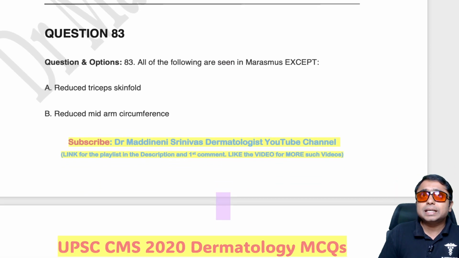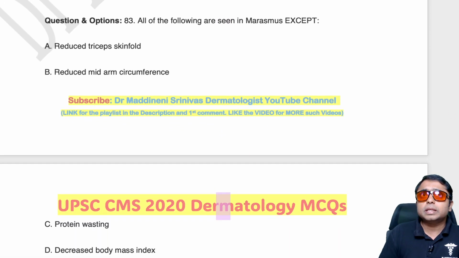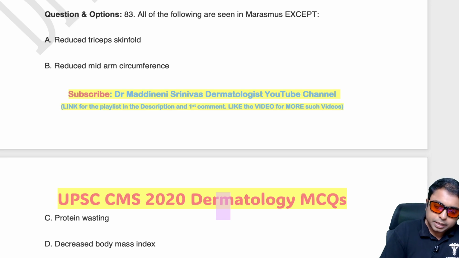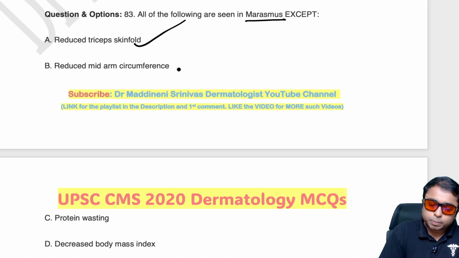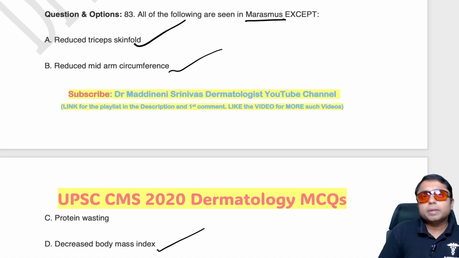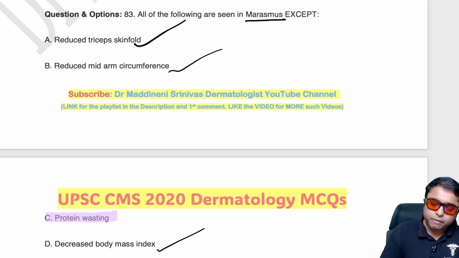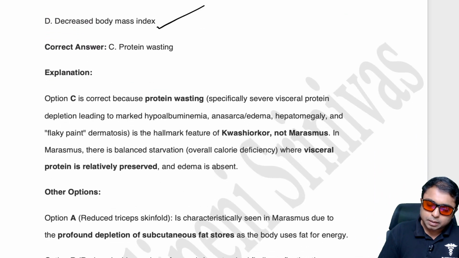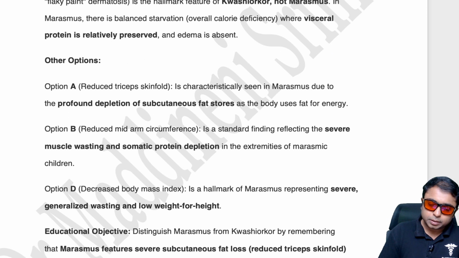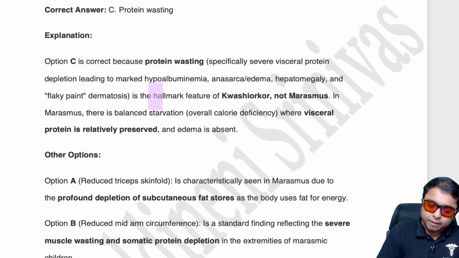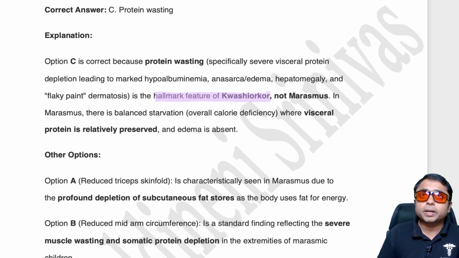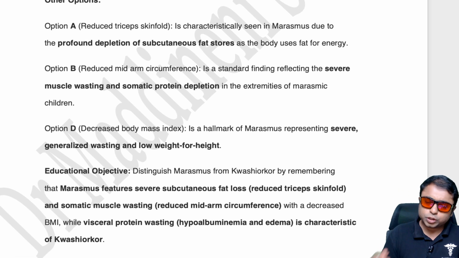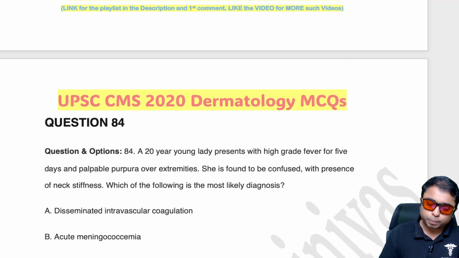All the following are seen in marasmus except... So what do you think is the exception here? Yes, in the marasmus child, we are going to see reduced triceps skin fold, reduced mid-arm circumference, and decreased body mass index, BMI, also going to be seen, whereas protein wasting is not going to be seen in children with marasmus. In fact, it is a hallmark feature of kwashiorkor but not marasmus. So kwashiorkor and marasmus are very important topics which you should definitely know.